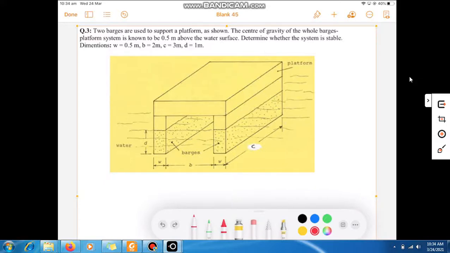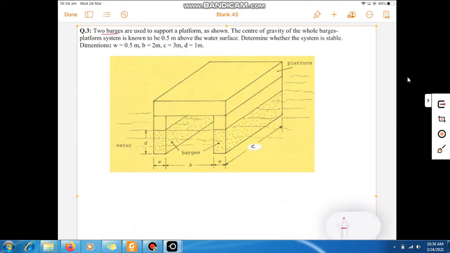Question 3 to tutorial 4. In this question, we have two bases I use to support a platform. Bases here and platform. The center of gravity of the house basis platform system is known to be 0.5 meter above the water surface. This one is the water surface, so the center of gravity is 0.5 meter above the water surface. You have to find whether the system is stable.